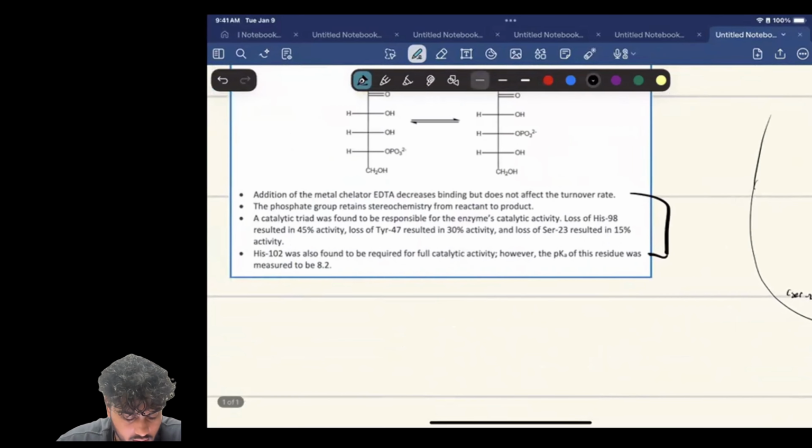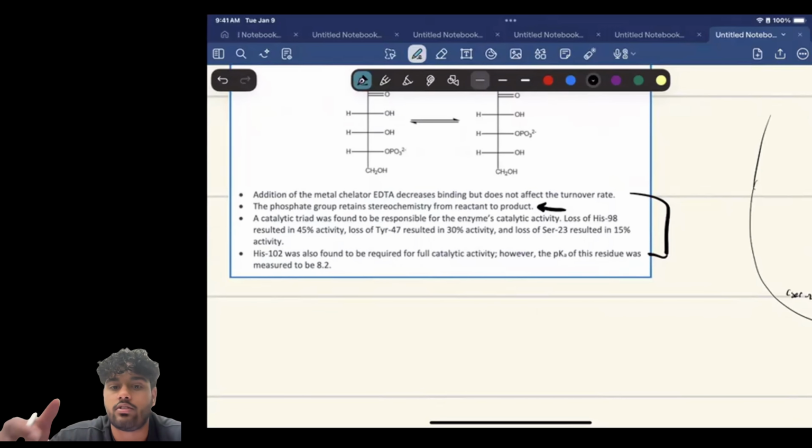So the second clue that we can see here is that the phosphate group retains stereochemistry from reactant to product, and this essentially tells us that it proceeds via a double displacement or a ping pong mechanism, all in all just requiring two sequential nucleophilic attacks and additionally just implying the strategy of covalent catalysis.